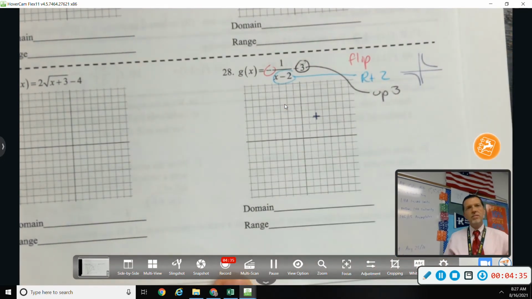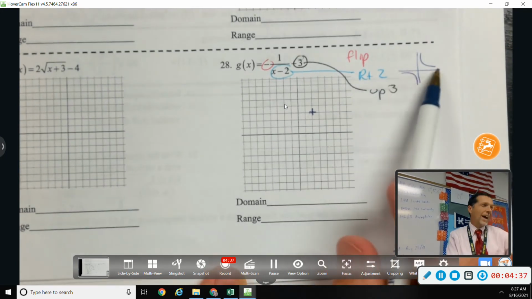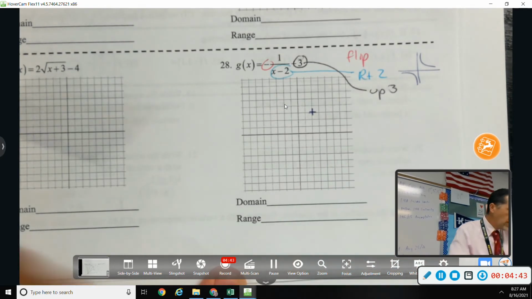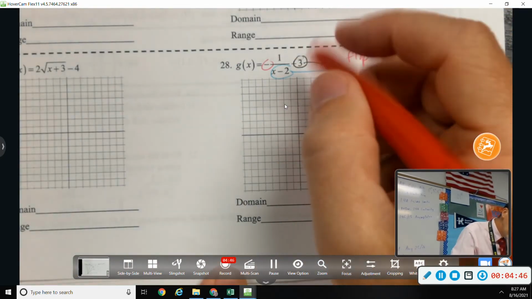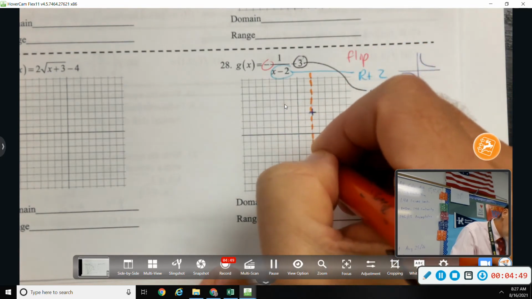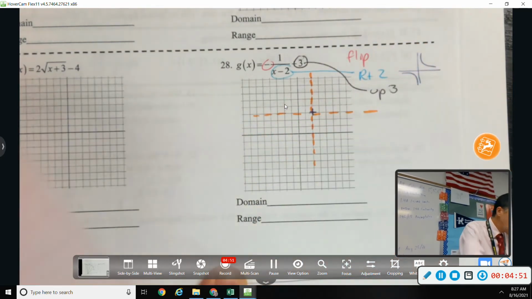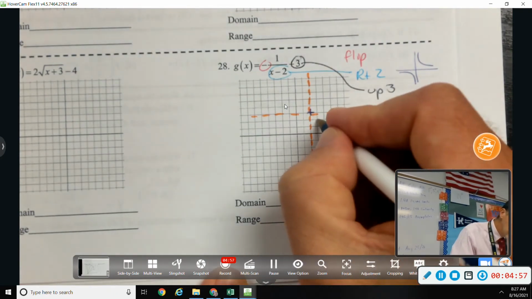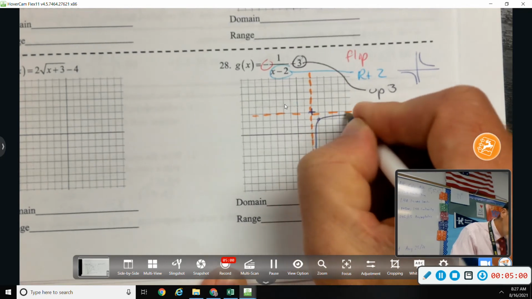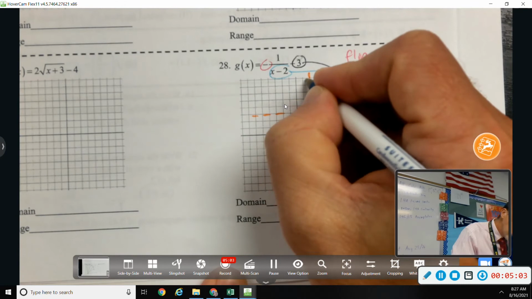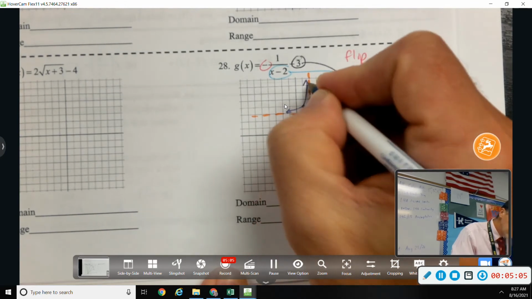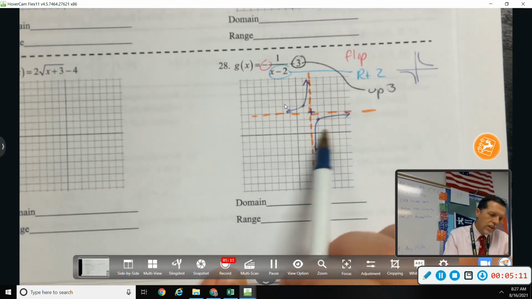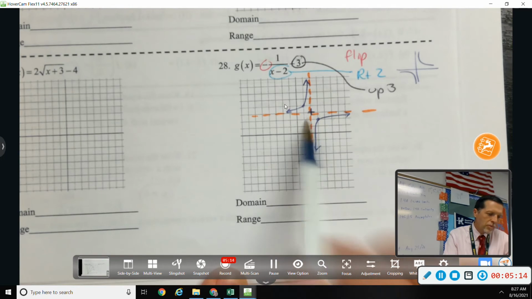The parent function for this graph looks like that. So my graph's still going to kind of look like that. I've gone right 2, up 3. I need to flip it. I think I'm going to put my asymptotes on there while I'm here. And then flip it. So instead of here, it'll be here. Let me double check and make sure I did all of these things. It's flipped. It's been moved to the right 2, and it's been moved up 3.